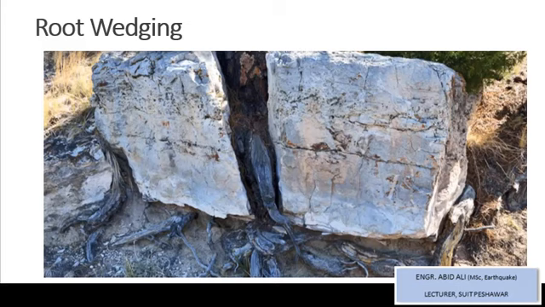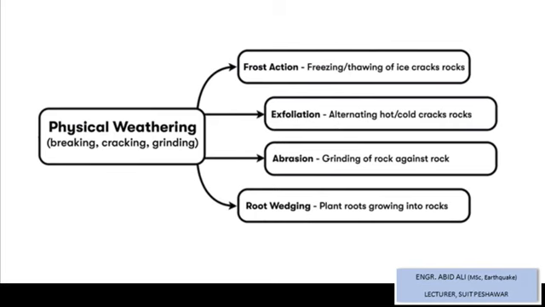So here's our physical weathering. We are going to add frost action, which is the freezing and thawing of ice that is going to crack apart rocks. We have exfoliation, which is the alternating hot and cold that is going to crack rocks. We have abrasion, which is the grinding of one rock against another, or sand against rock. And then finally root wedging, which is our plant roots growing into the rocks. And those are the four main types of physical weathering.